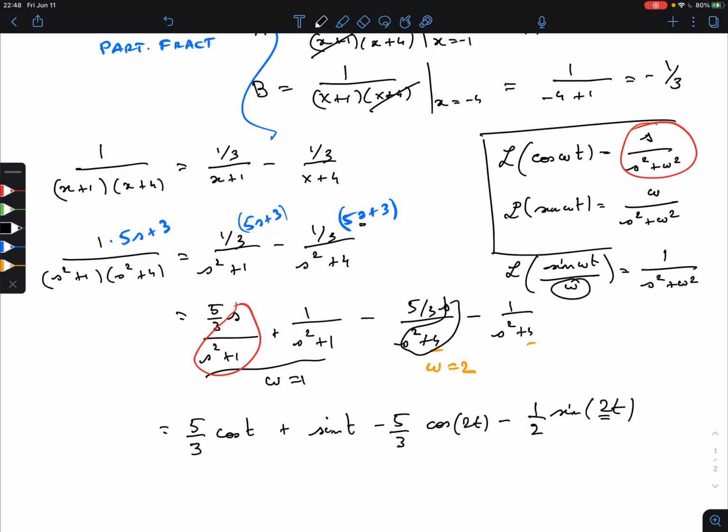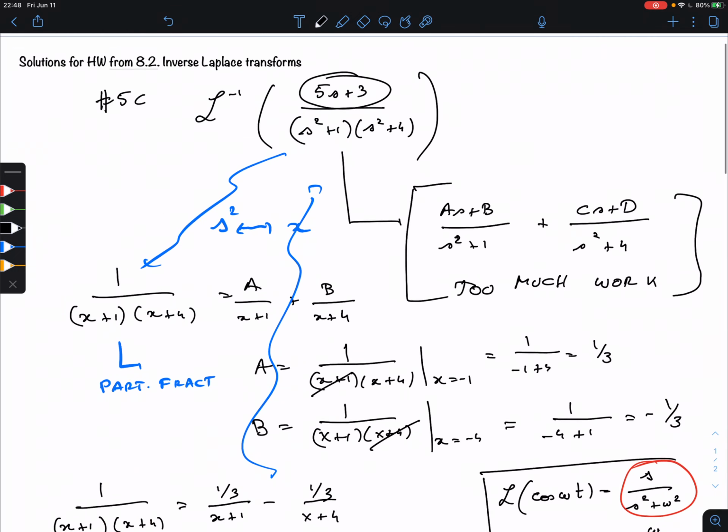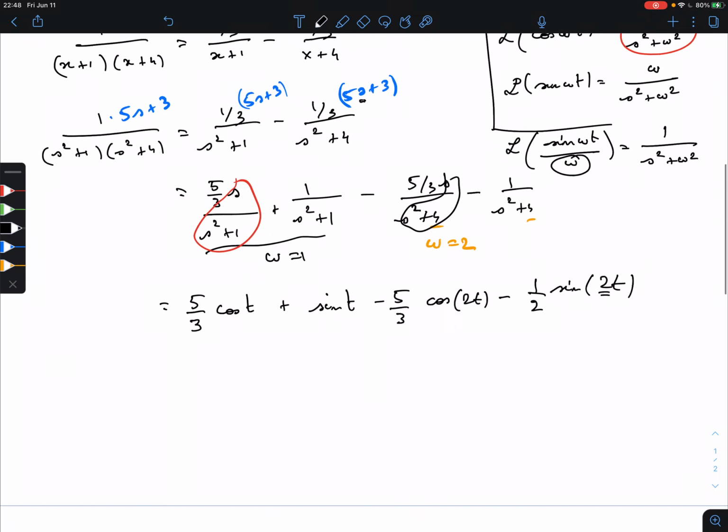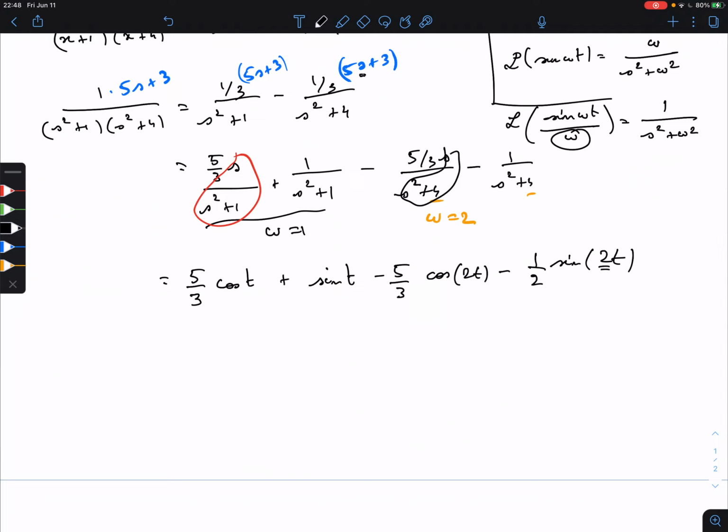Okay, and let's double check. This is what it is, right? So this is number 5c. Give me a sec here. 5/3 cosine plus sine. Just want to make sure that I don't have any mistakes. I think everything is correct. Okay. All right, and then the other one that I wanted to do was 7b.